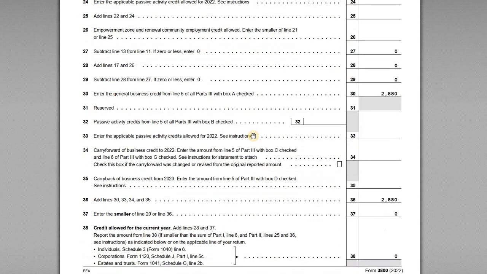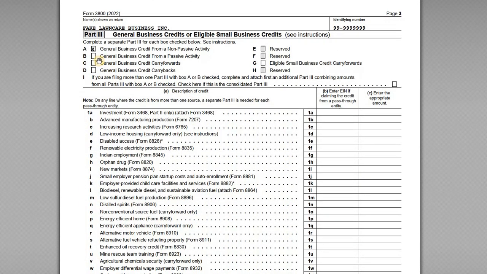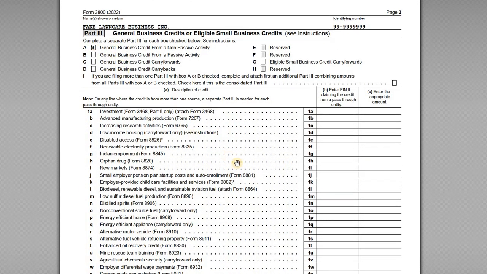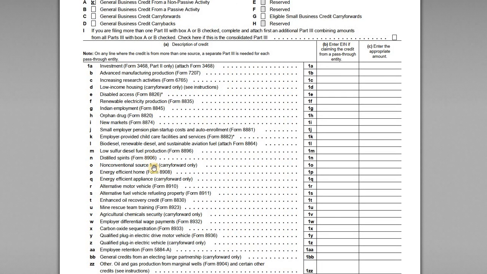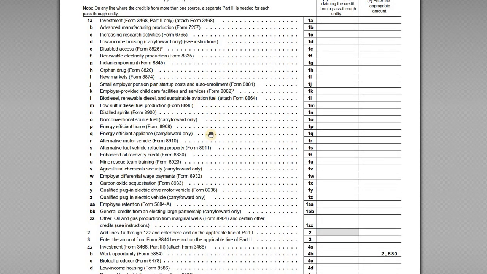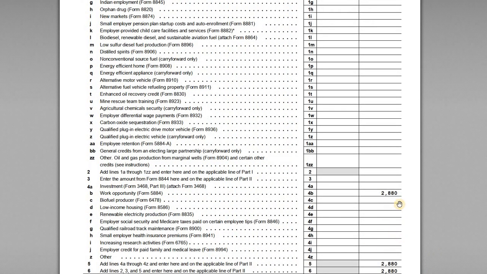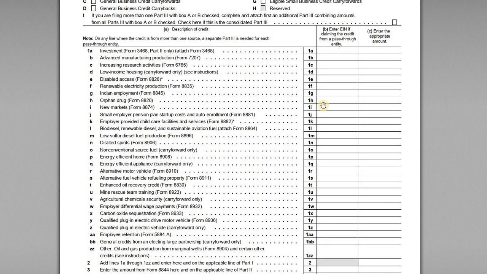So if we look at page 3 of the form first, part 3 is where we initially report these amounts. So it's a general business credit from a non-passive activity, and you can see all the different types of credits that we have here. The one that's applicable to us is going to be reported here on line 4b as the work opportunity tax credit, Form 5884, and there's the $2,880 amount.